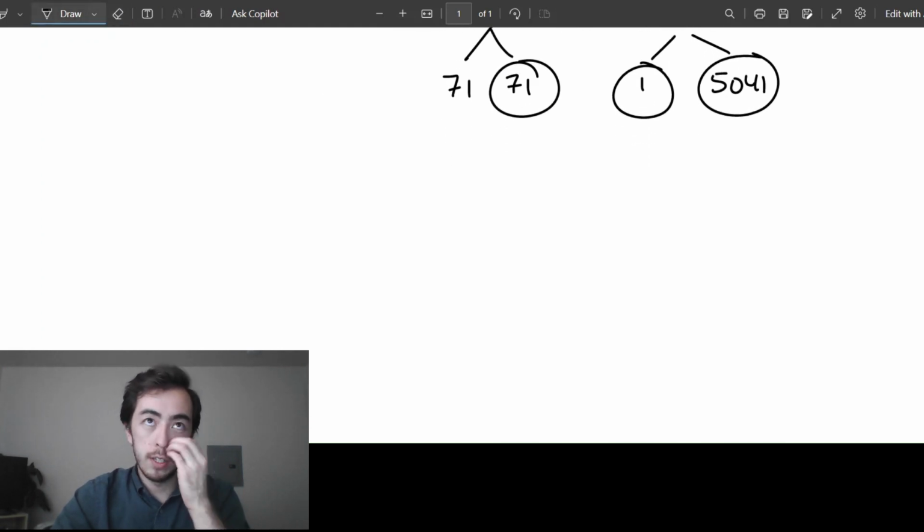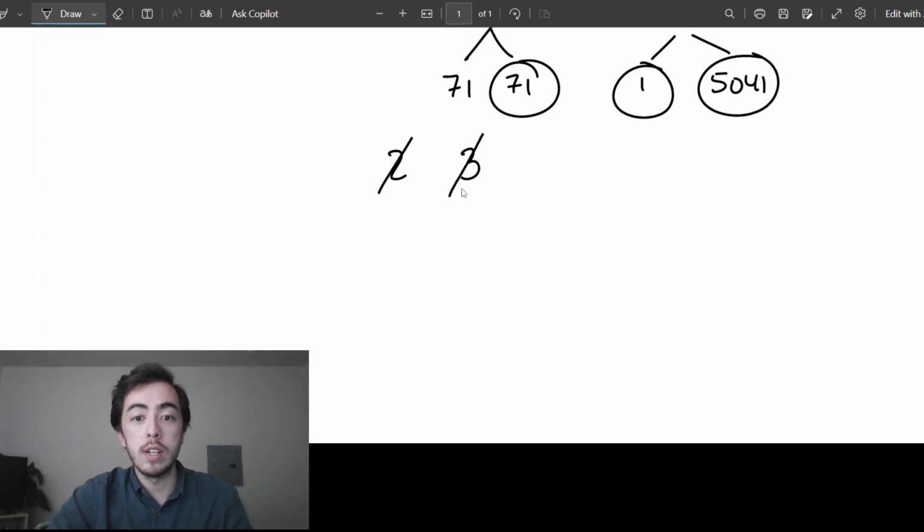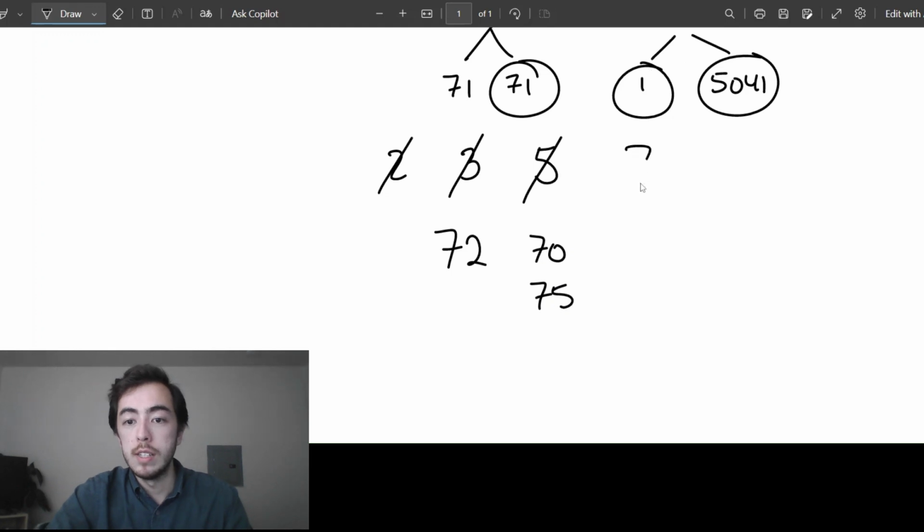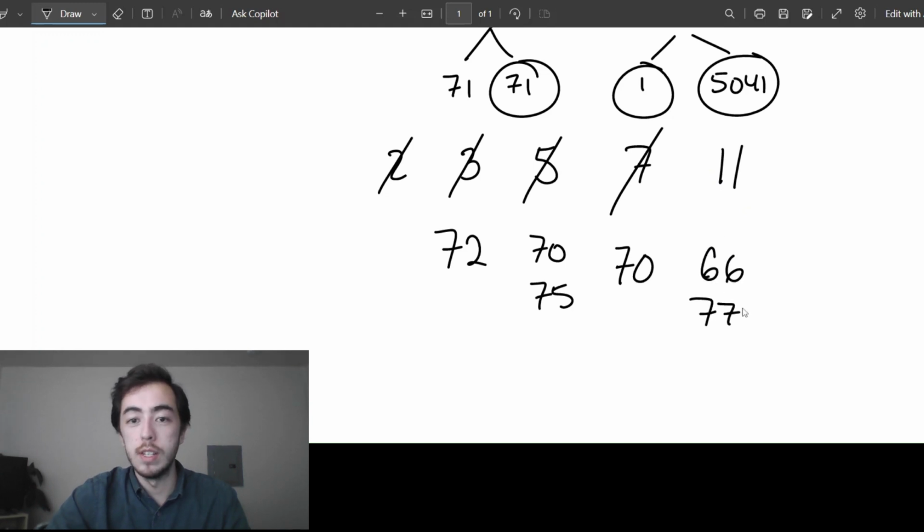So we should check the divisibility of 71 by a few of the smaller primes. 2 is not going to work because this is an odd number. 3 is not going to work. The nearest multiple of 3 is 72. 5 is not going to work because it does not end in a 0 or a 5. 7 is not going to work because the nearest multiple of 7 is 70. And then 11 isn't going to work because the nearest multiples are either 66 or 77. And that kind of hops the 71.